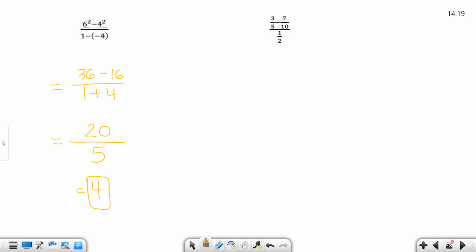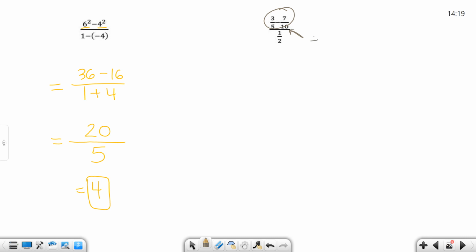Three-fifths minus 7/10 over 1/2. So here we have fractions inside a fraction. Fractions inside a fraction. Wow. So technically speaking, we need to simplify this, and then we're dividing.